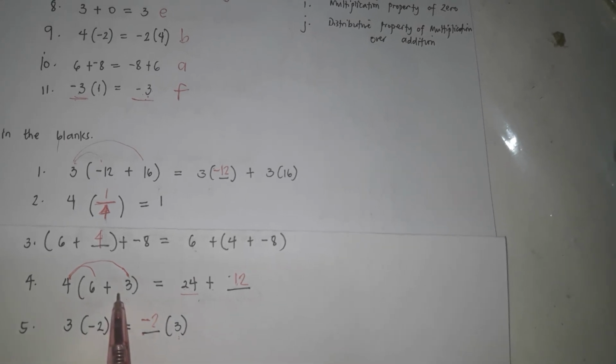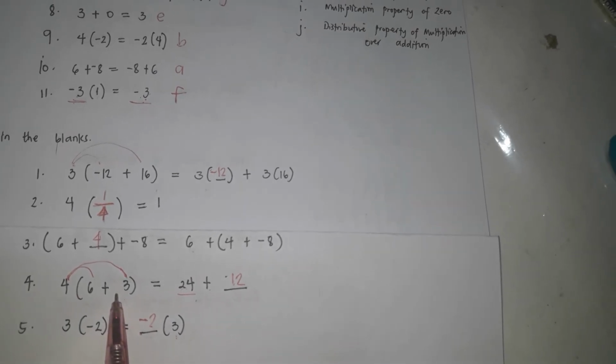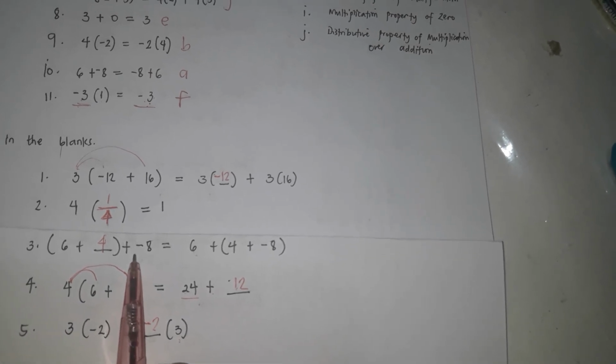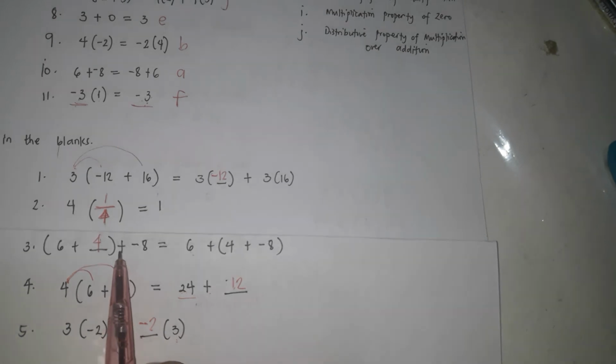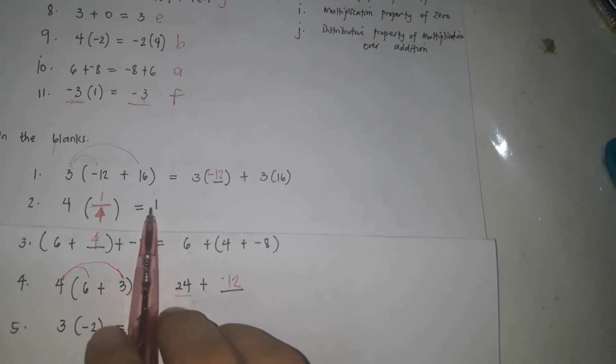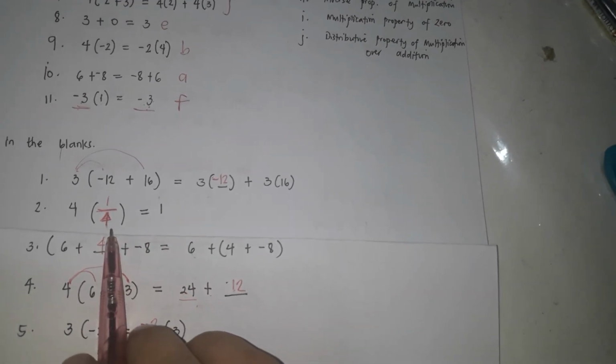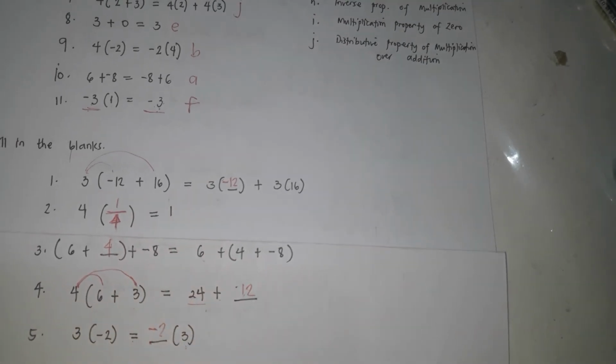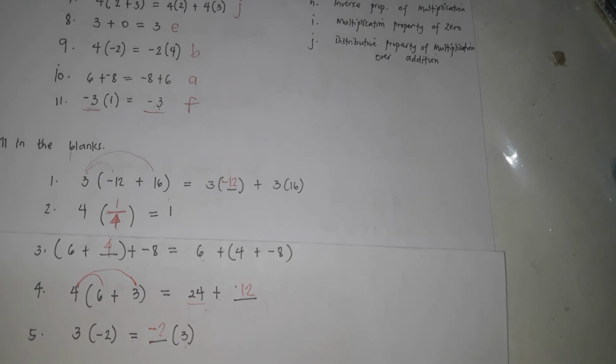This is distributive property of multiplication over addition. This one is associative property of addition. This one is inverse property of multiplication, and this one is also distributive property of multiplication over addition.